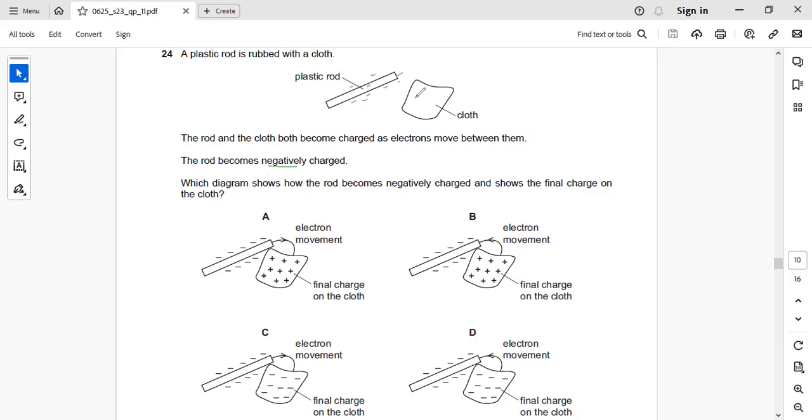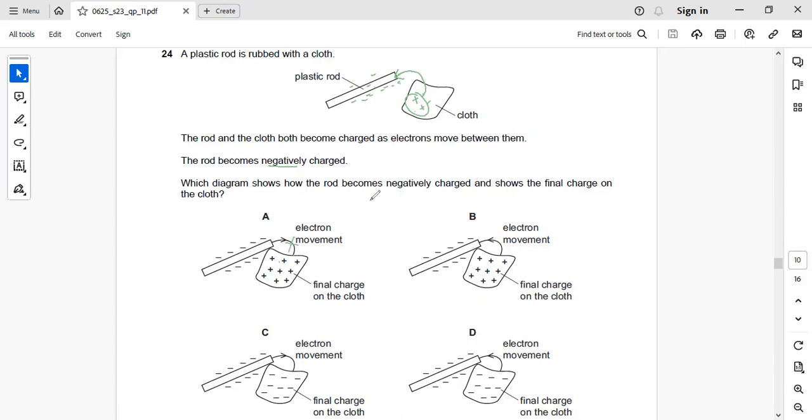So this rod is being wrapped with this cloth which has both positive and negative ions. These negative ions will be transferred to this plastic rod. So it is becoming negative, and the leftover here will be positive. So we can check here. This rod is negative. Here it is positive. But you can see the electron movement is from rod to the cloth.